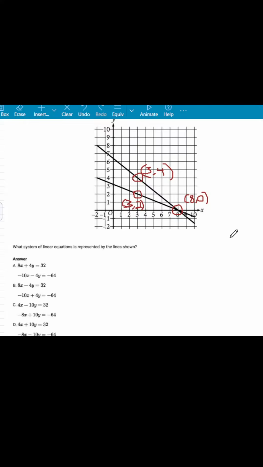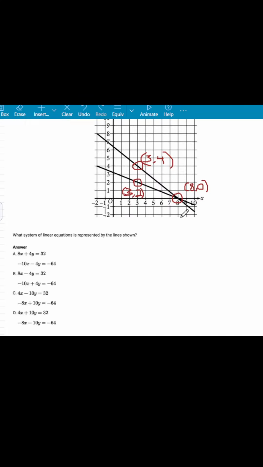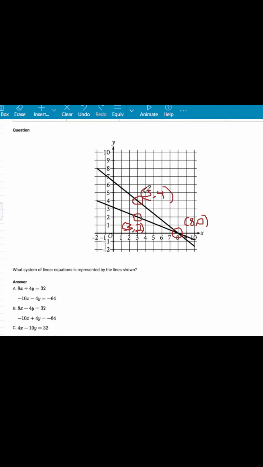and this one will be 3 comma 2. So x is 3 and y is 2. Okay, so we have marked all 3 points. 8 comma 0, both the lines pass through this, and then this upper line passes through 3 comma 4, and this lower line passes through 3 comma 2.